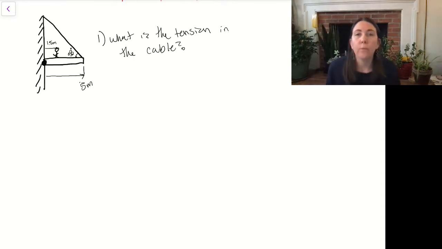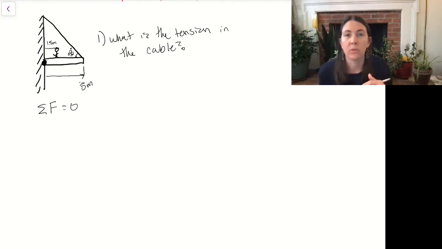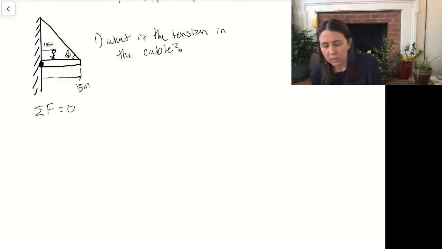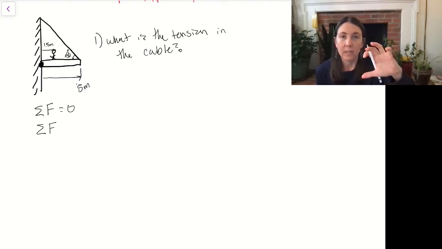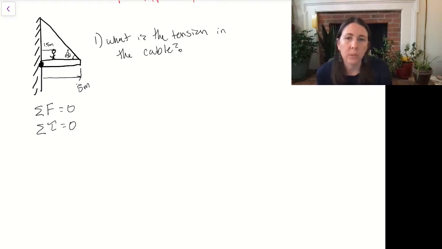Okay, so from this, I can automatically say, all right, well, this is in equilibrium. So I know two things. I know that the sum of my forces are going to be equal to 0. The sum of the forces in the y direction are equal to 0, and the sum of the forces in the x direction are equal to 0. That might be helpful. The other thing I know, this is in rotational equilibrium, so it's not rotating and it's not accelerating. So the sum of the torques are going to be equal to 0. These two things are going to be important.